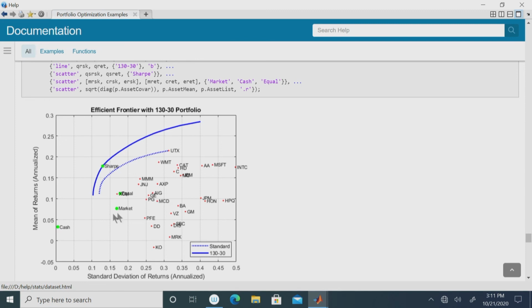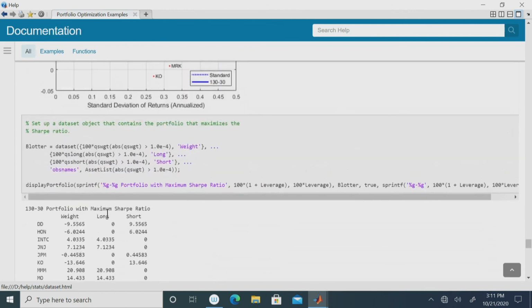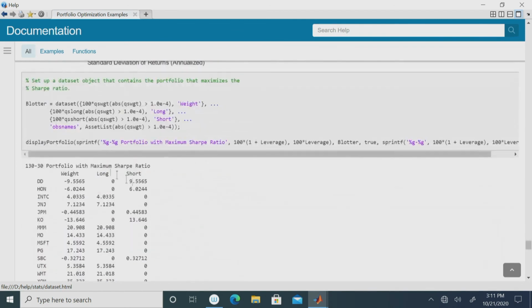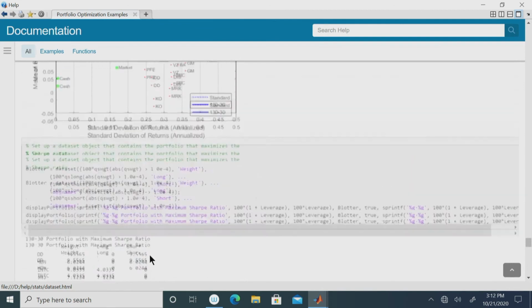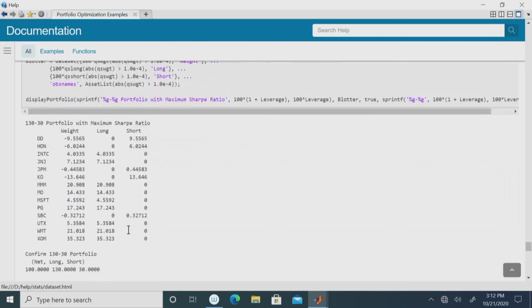If you observe carefully in this particular efficient frontier, the weights that have been listed here for the 130-30 portfolio are nothing but the portfolio corresponding to the maximum Sharpe ratio on the efficient frontier of the 130-30 portfolio. Again, there are certain weights which are negative, for which the position is a short position, and there are certain assets like PG, which is Procter and Gamble, for which the weight is 17%, meaning the long position is 17% and the short position is 0.